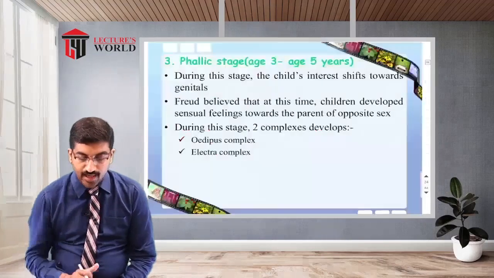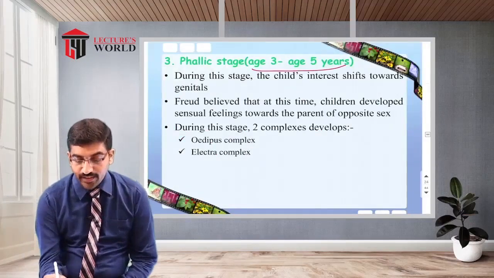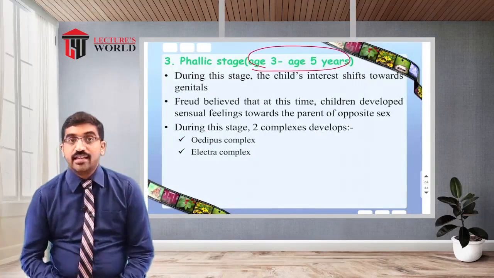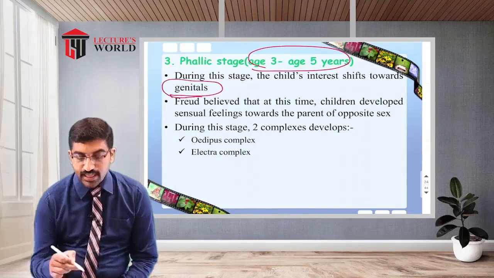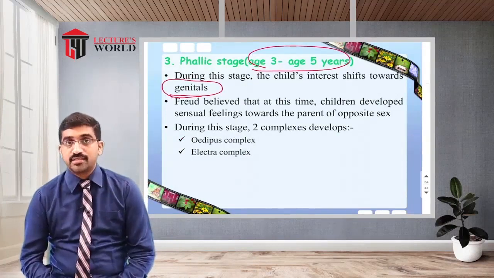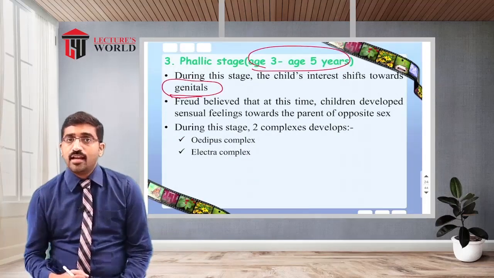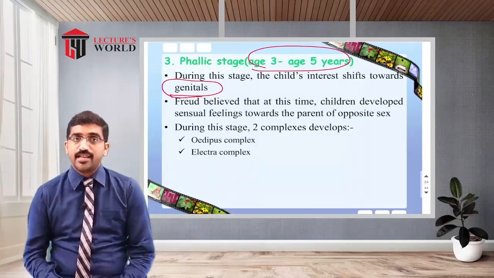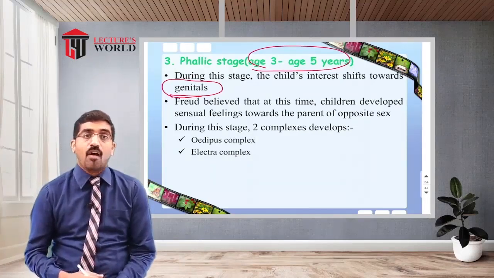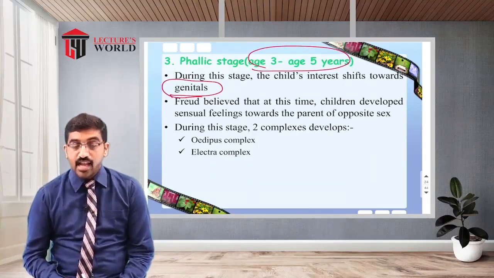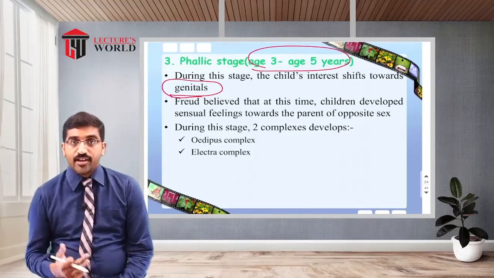So the phallic stage is 3 to 5 years. You see, here the child's interest will shift towards the genital organs, maybe towards their penis or the vagina, because they do not know exactly what it is. They know only that these are the eliminatory organs, but still the child will have attraction towards that.